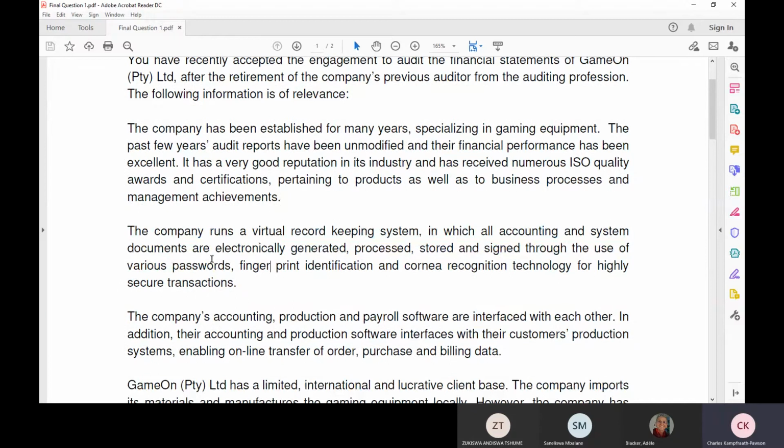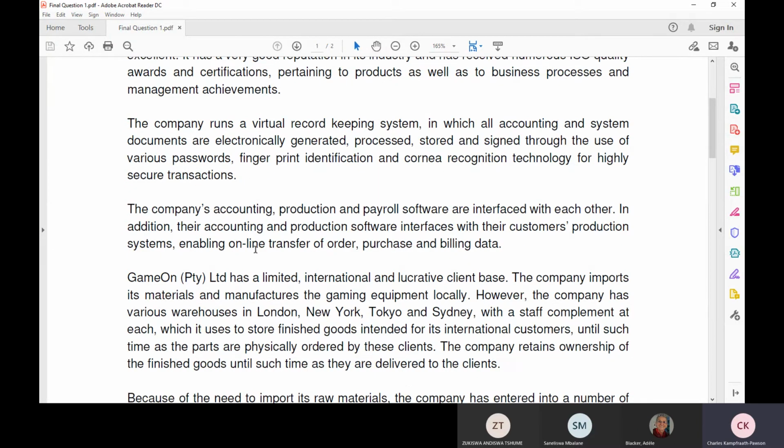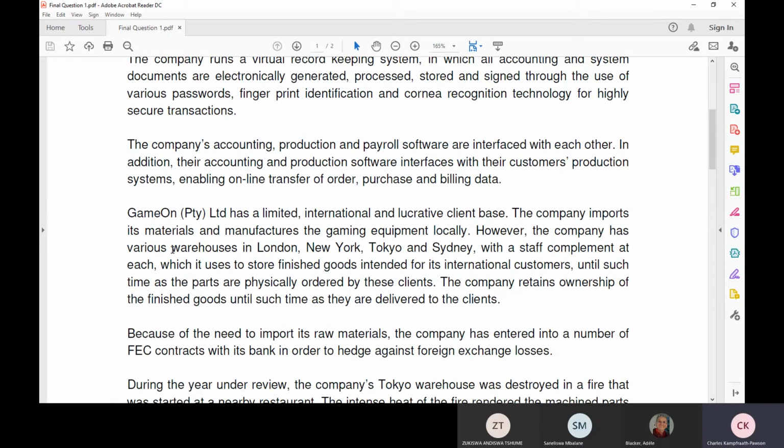Again, the company runs a virtual record keeping system in which all accounting and system documents are electronically generated, processed, stored, and signed through the use of various passwords, fingerprint identification, and cornea recognition technology for highly secure transactions. The company's accounting, production, and payroll software are interfaced with each other. In addition, their accounting and production software interfaces with their customers' production systems, enabling online transfer of order, purchase, and billing data. Game On Pty Limited has a limited international and lucrative client base.